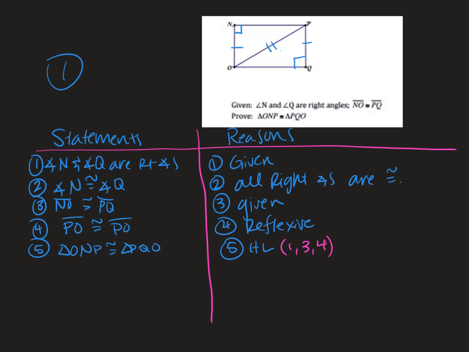So I really didn't need this right here, but if you wrote it, it would be okay. It wouldn't change the proof at all. If I had used side angle side or angle side angle, I would have needed that. So this was unnecessary, but if you add it, it's okay.